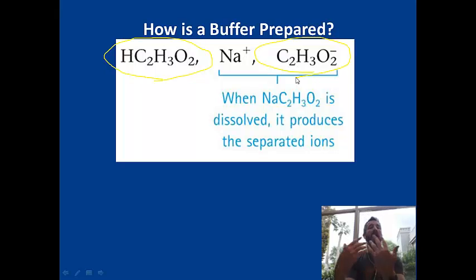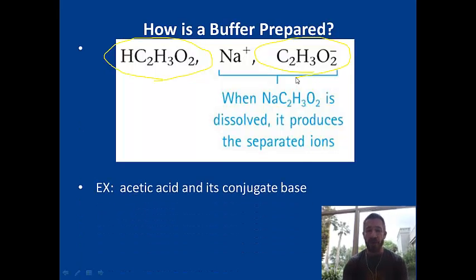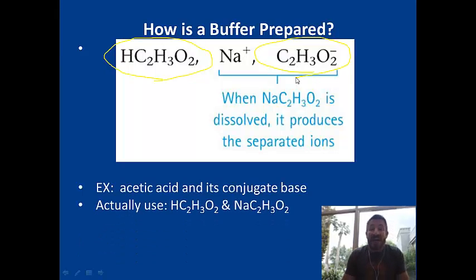Now you wonder, what in the world is the sodium doing there? The reason the sodium's there is because sodium acetate is actually how you would get the acetate ion. So we know that we're going to actually use acetic acid, but we're going to actually also have to use a compound such as sodium acetate.